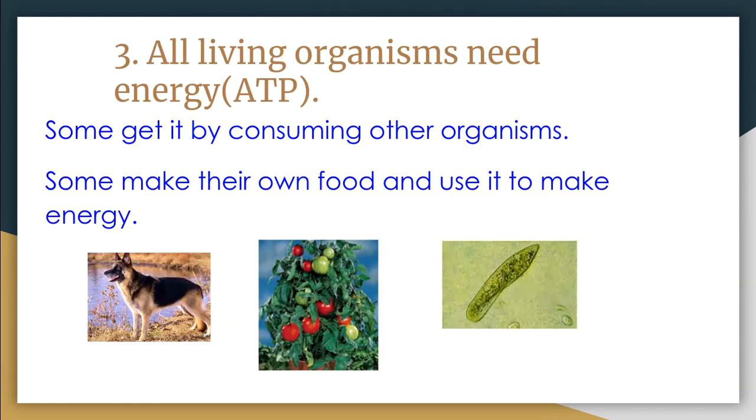Number 3. All living organisms require energy. Some organisms get energy by consuming other organisms, and the other organisms, such as plants, algae, and bacteria, make their own. These organisms are called autotrophs.